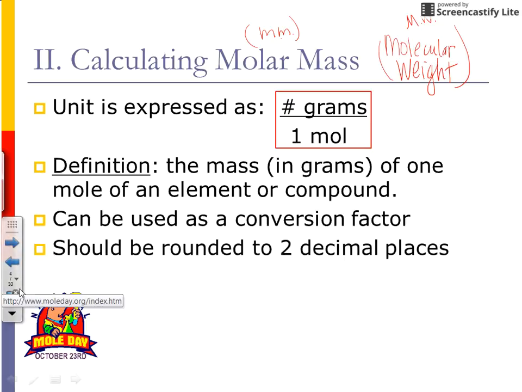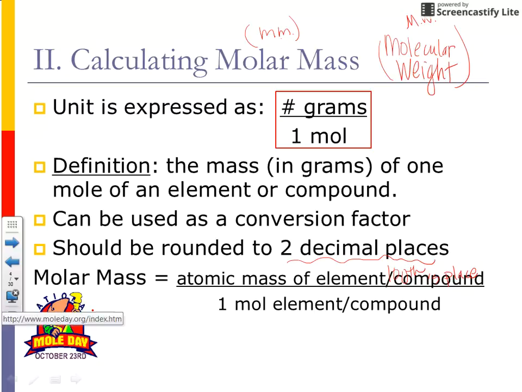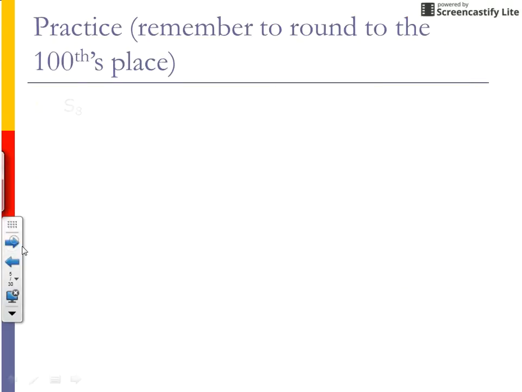And we can use molar mass as a conversion factor as well. Now, just for our purposes, we're going to round our molar masses to 2 decimal places, just so that all of us in class always do it the same way. And that gives us enough significant figures to get good solid answers as well. So 2 decimal places, or to the hundredths place, when we calculate these, and you'll see that in a second. So the molar mass is the atomic mass of the element or compound per 1 mole of the element or compound. So let's practice here.